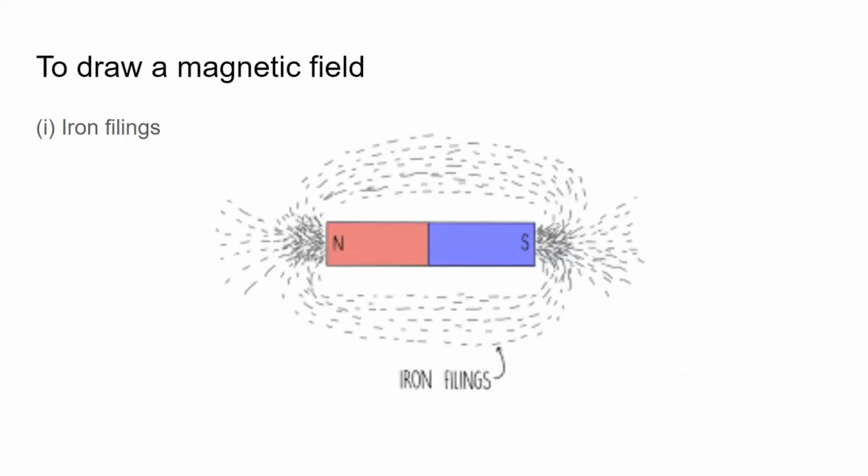So to draw a magnetic field, we put a magnet and iron filings on a piece of paper, and the iron filings themselves will move into this shape. This is going to be the shape of the magnetic field.